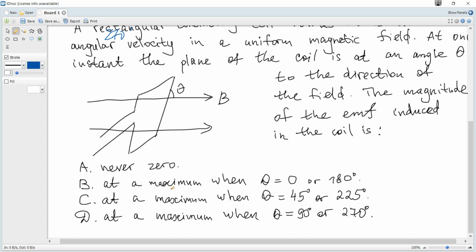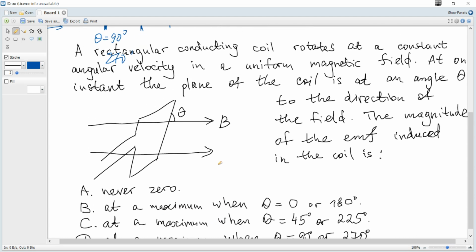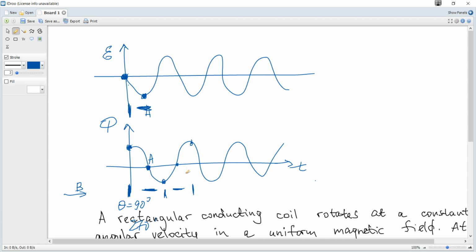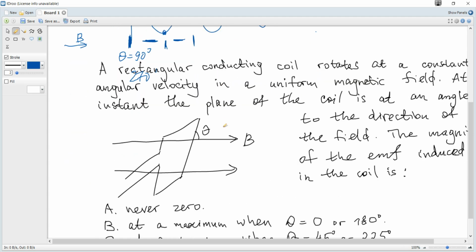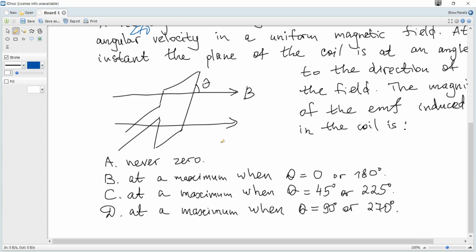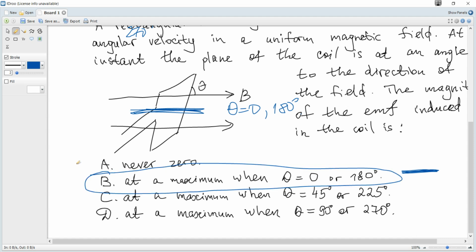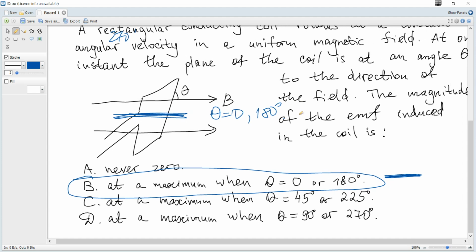Then, you can see that we need maximum, and maximum EMF is when minimum magnetic flux, or magnetic flux linkage. Linkage means we just multiply by the number of coils. And it means that EMF is maximum when magnetic flux is minimum, and that is when the coil is parallel to the lines of B, and it's when theta is 0 or 180 degrees. And that's all for this question.